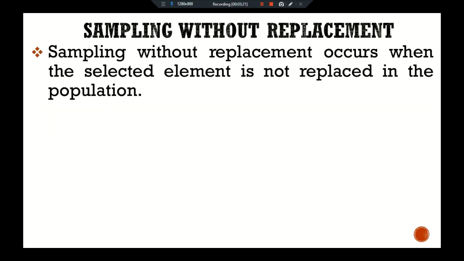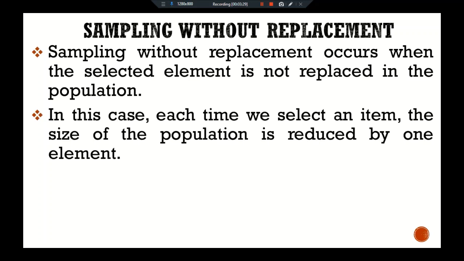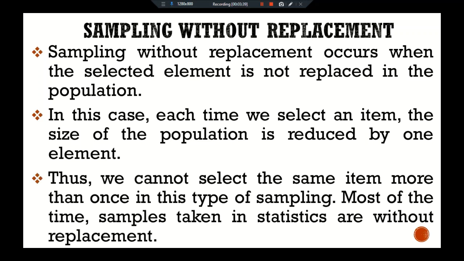Sampling without replacement occurs when the selected element is not placed back in the population. In this case, each time we select an item, the size of the population is reduced by 1 item. Thus, we cannot select the same item more than once. Most of the time, samples taken in statistics are without replacement.